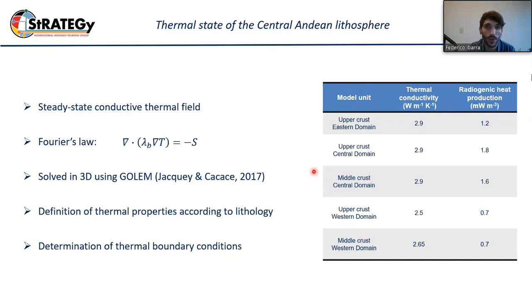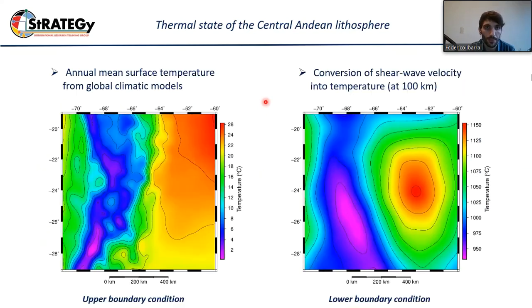The thermal properties were assigned in accordance with the prevailing lithology of each of those units and were taken from published average values for common rock types. The annual mean surface temperature from global climatic models and the temperature distribution at 100 kilometers in the mantle were used as upper and lower boundary conditions, respectively. The temperature at 100 kilometer depth was taken from the same conversion of shear wave velocities as in the previous section.